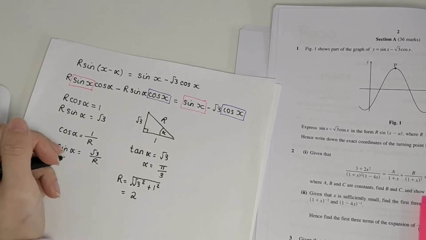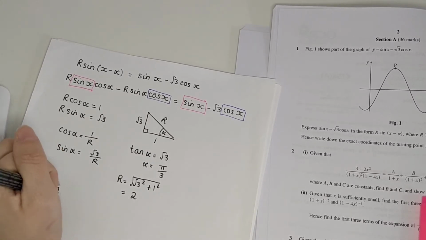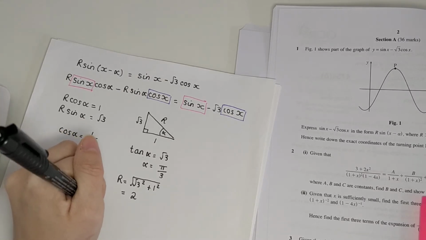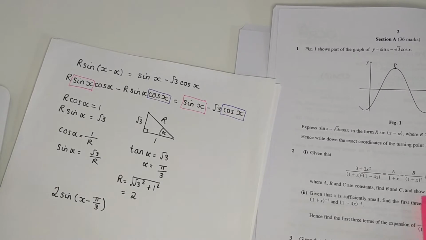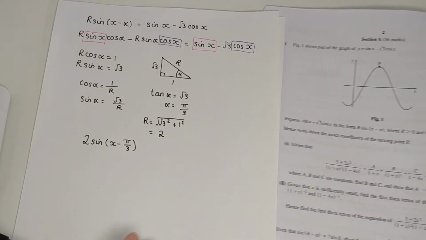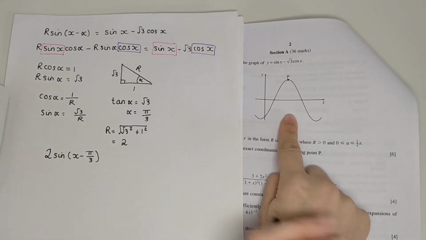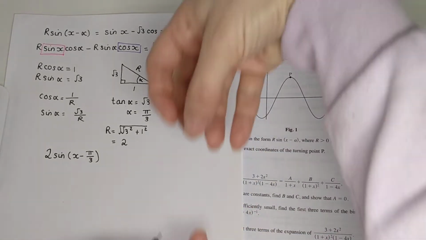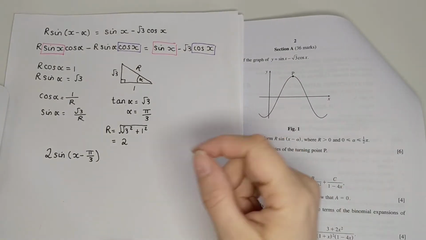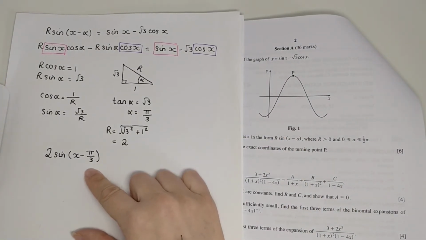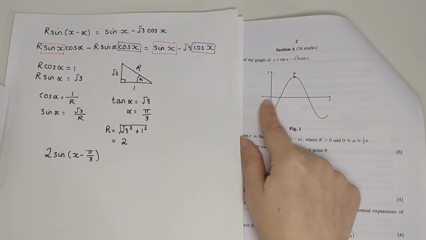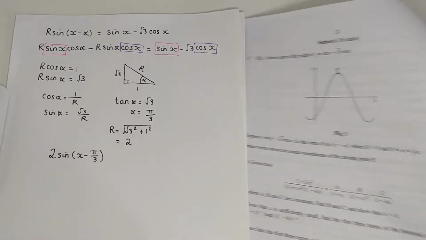So I know that the answer is 2 sine x minus pi over 3. And then I'm just going to ask myself, does that make sense looking at my picture? Does this graph look like a sine graph that has been stretched by a multiple of 2 in this direction? Yeah, could be. And does it look like it has been translated pi over 3 to the right? Yeah, that's feasible. It's definitely feasible.